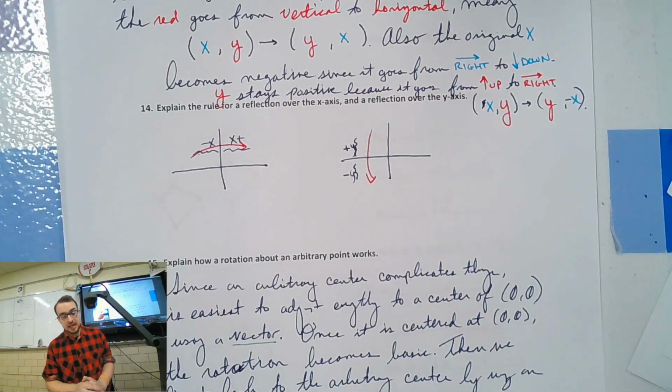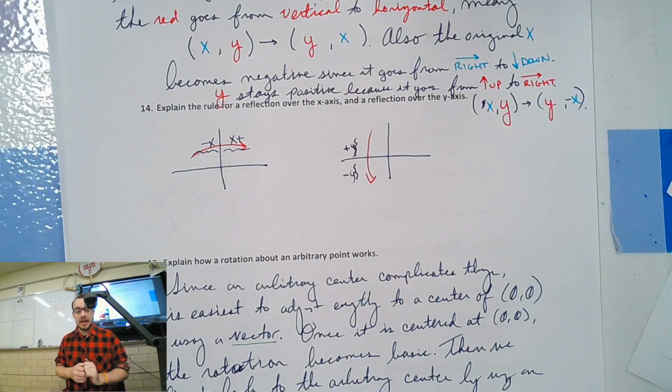Explain the rule for reflection over the x-axis and reflection over the y-axis. The words I would use would be this. Horizontal flip, change the x. Vertical flip, change the y.